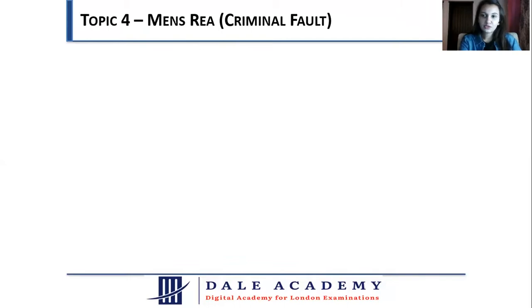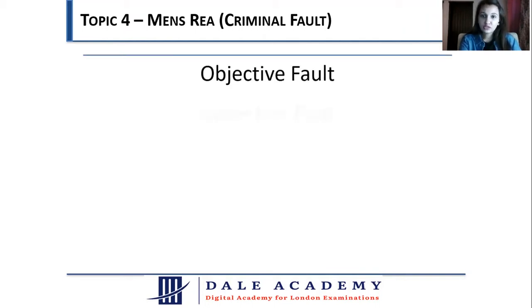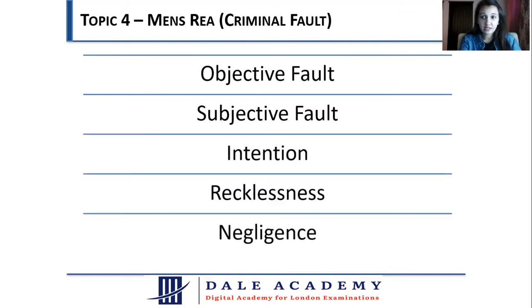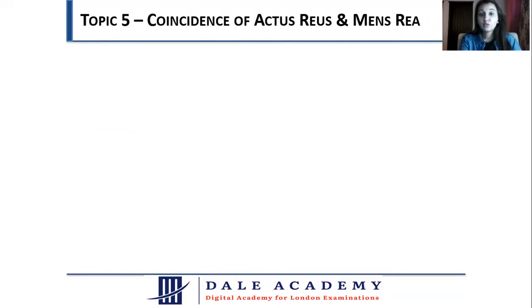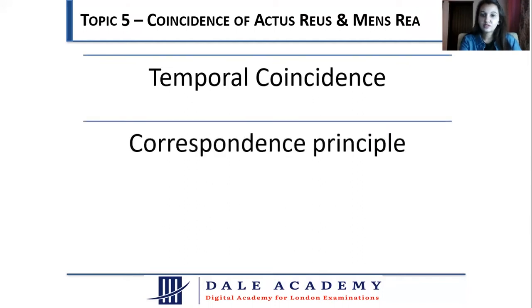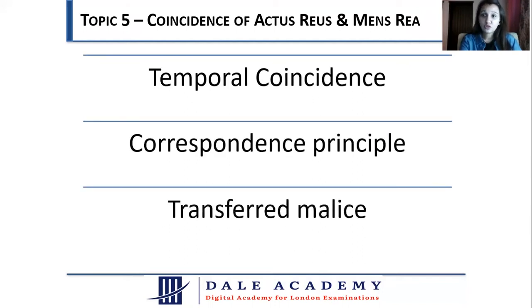Right after the actus reus, we'll be looking at the other half of what makes an action a crime, which is the mens rea, the criminal fault or the guilty knowledge, the objective fault, subjective fault, intention, recklessness, and negligence. These are the various different components of mens rea. We'll then be looking at the coincidence of actus reus and mens rea, concepts such as temporal coincidence, correspondence principle, transferred malice.